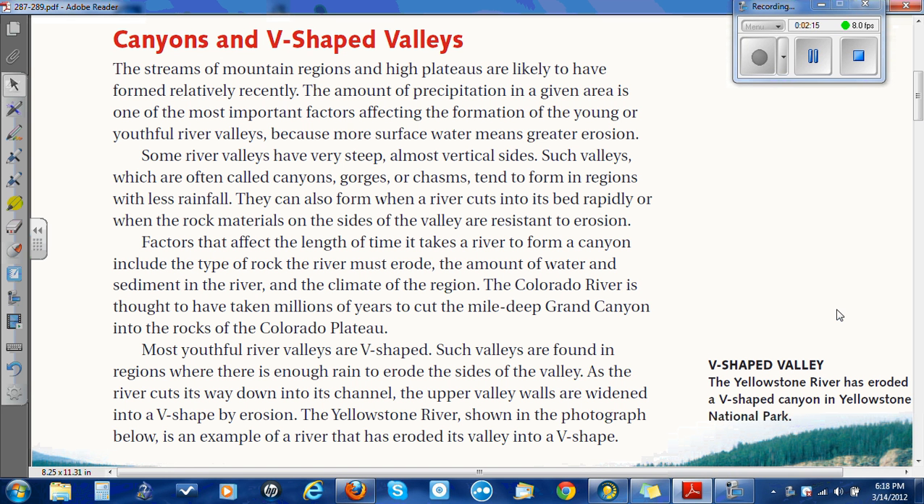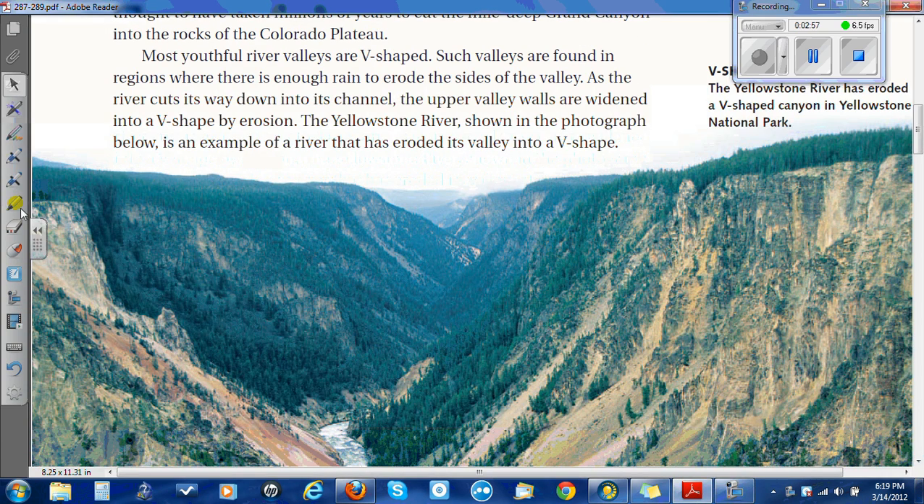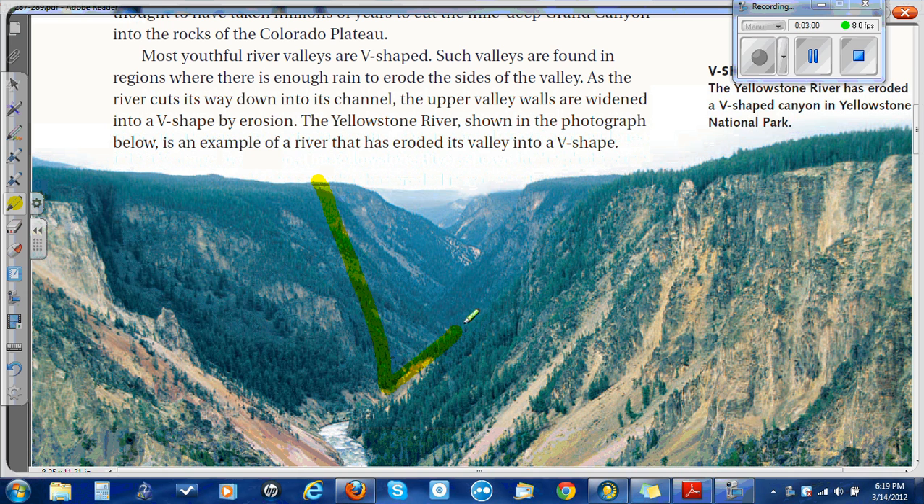The Colorado River is thought to have taken millions of years to cut the mile-deep Grand Canyon into the rocks of the Colorado Plateau. Most youthful river valleys are V-shaped. Such valleys are found in regions where there is enough rain to erode the sides of the valley. As the river cuts its way down into its channel, the upper valley walls are widened into a V-shape by erosion. The Yellowstone River, shown in the photograph below, is an example of a river that has eroded its valley into a V-shape. That V-shape can be definitely seen here.